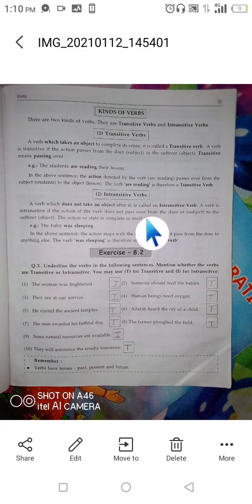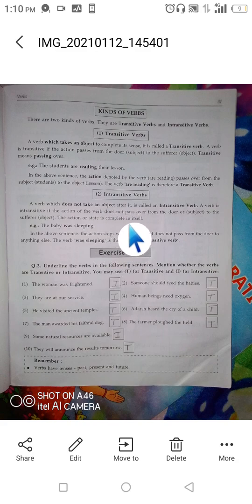अब यहाँ पे जब object नहीं होता, but the sentence is complete, we can say that without the object there will be no sentence. So what should be the sentence? It should have a subject and the verb. Example, the baby was sleeping. So, the baby was sleeping on the bed. So bed will be the object and the baby will be the subject.